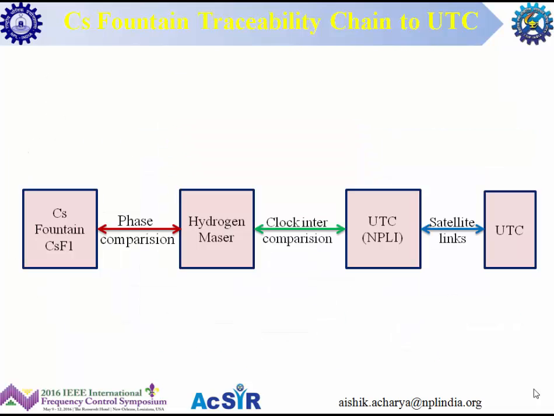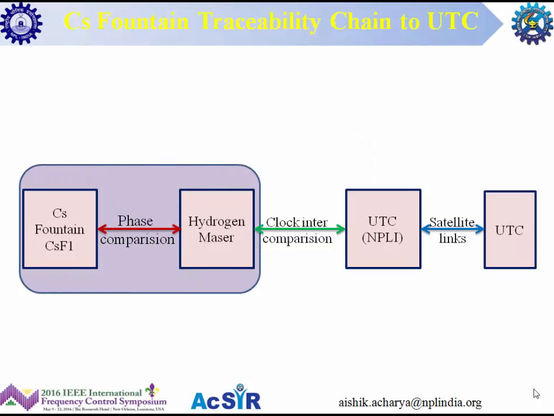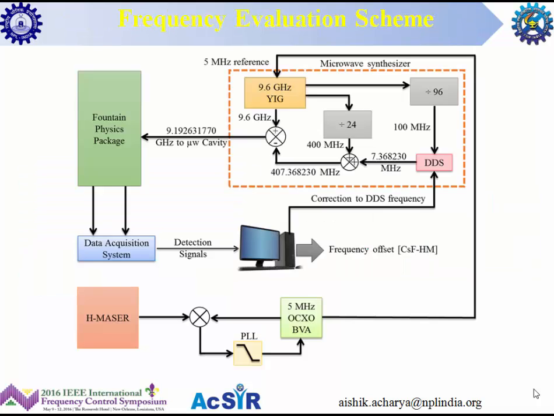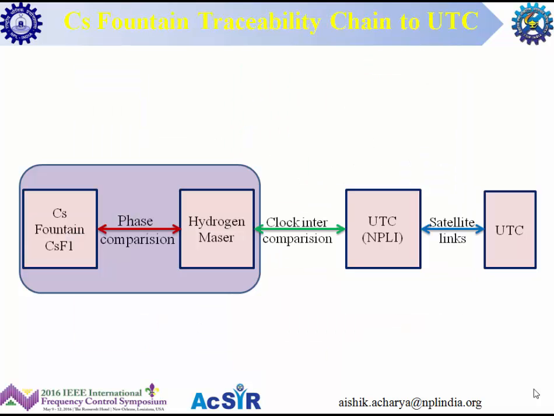Now to the evaluation of the fountain. This is the typical traceability chain of our fountain. We have only one hydrogen maser, which we phase compare with our fountain, and then we have satellite links to trace to BIPM.